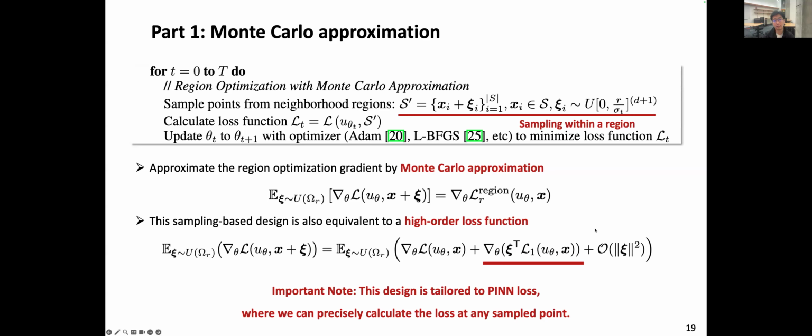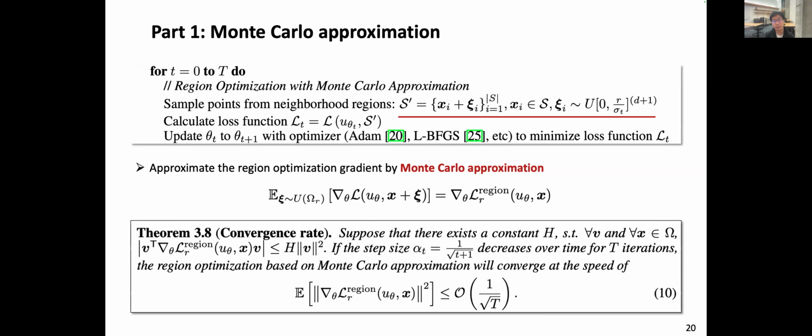I also want to highlight that the region sampling we adopted here is tailored to the special definition of PINN loss, since we can precisely calculate the loss at any sample point based on the PINN definition. That is why we can enable such random sampling among different iterations. And here is the convergence rate analysis. We prove that such sampling can also enable convergence.